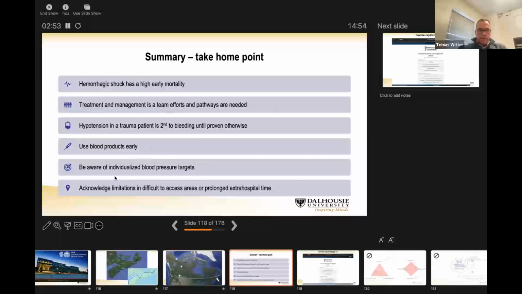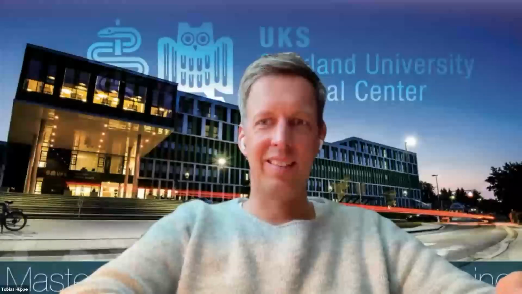We can adjust our blood pressure targets, and we should potentially individualize them based on what we have in front of us. At times, not so much for Germany or for Central Europe, but there are areas in the world where it's difficult to access the patient, and even if you can access, extraction might take a long time. And that's all I have to say. Happy to take questions.